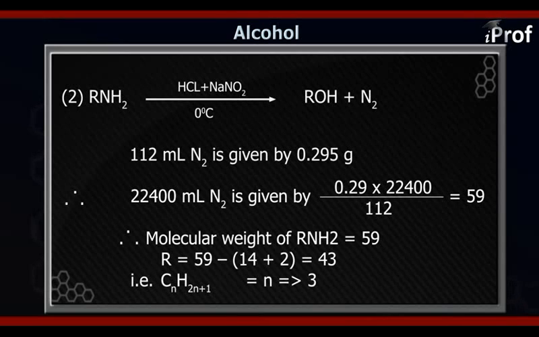The R group, we know, has the formula CnH2n+1. So that means the mass of the R group, CnH2n+1, must be equal to 43, and by calculation you can find out the value of n.